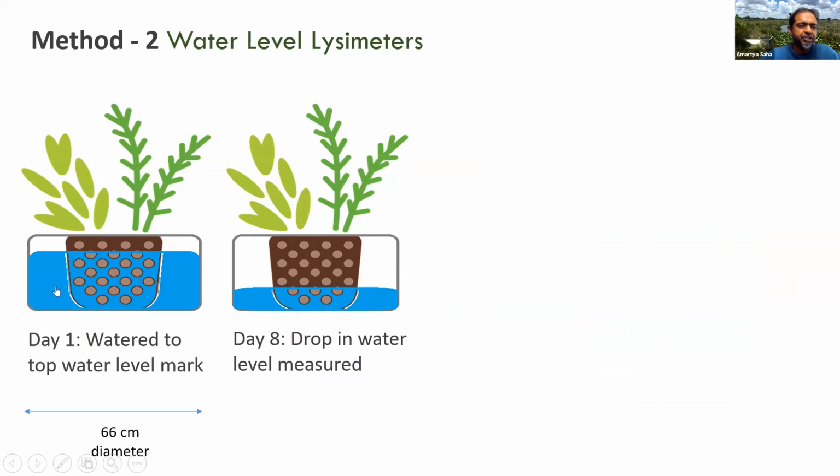The second type of lysimeter we designed was the water level lysimeter, where basically this is a mesocosm. It's a big plastic tank where the water level is added to a certain mark. And a week later, the drop in water level is observed. From the difference in the water levels, you calculate the volume of water, which is equal to the loss of ET on the landscape.